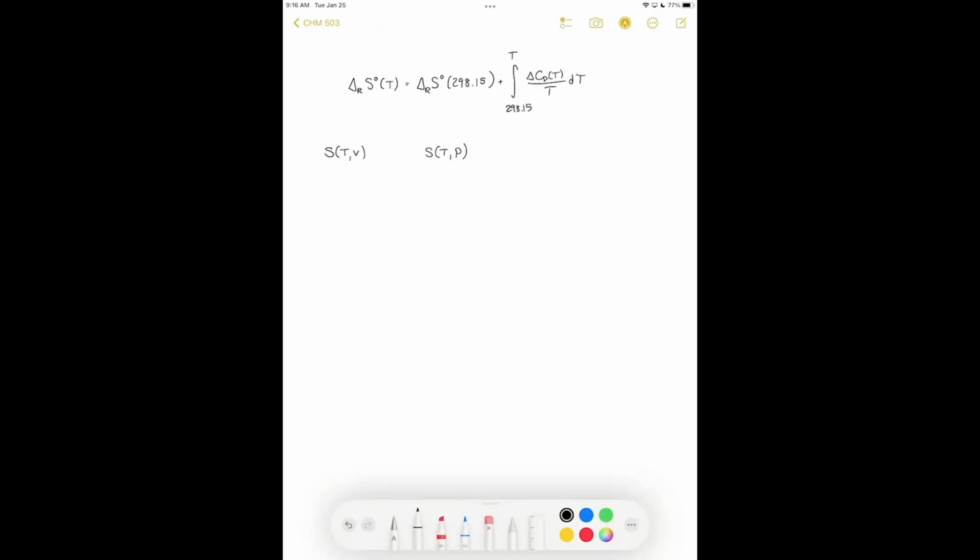So what we'll do today in the lecture is describe the entropy as a function of temperature and volume, and then in class and on the homework, you'll go over entropy as a function of temperature and pressure. We can go through that example and then do it again on the homework.